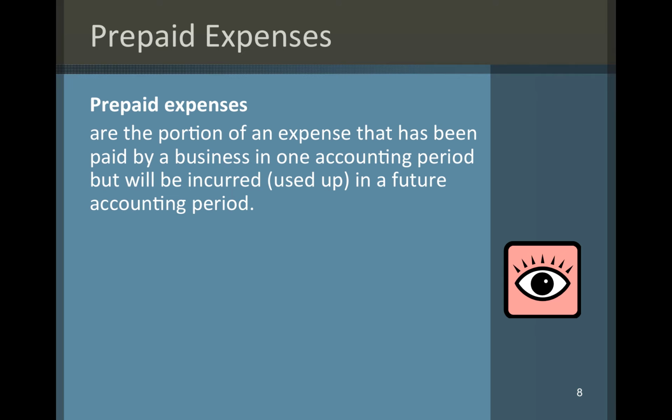So prepaid expenses are expenses which have been paid by the business in the accounting period, but the business isn't going to receive the benefit for that payment until the next accounting period. So it's the end of the accounting period, it's 30th of June. We want to close off our accounts.